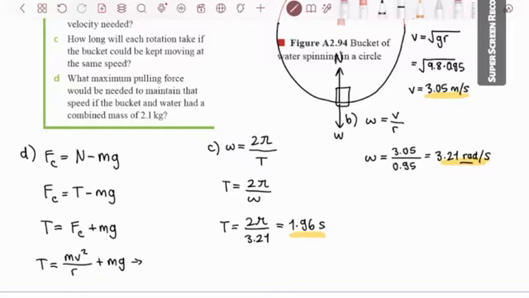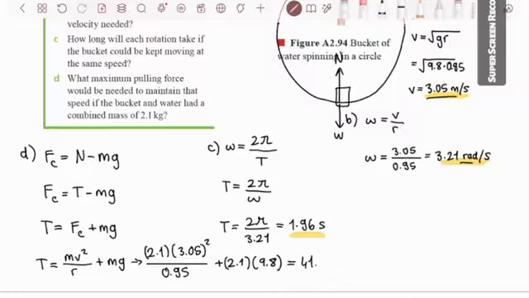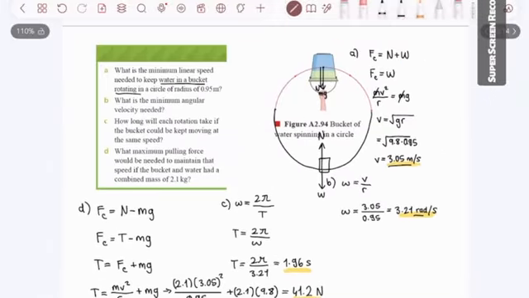And plugging those numbers in again from the question, we know that the combined mass is 2.1 kg. V I already calculated as 3.05, so we'll just take the square of that. And r was 0.95, and plus mg. And doing this operation from my calculator would give me 41.2 newtons, since this is a force. And that is the solution to this bucket question.